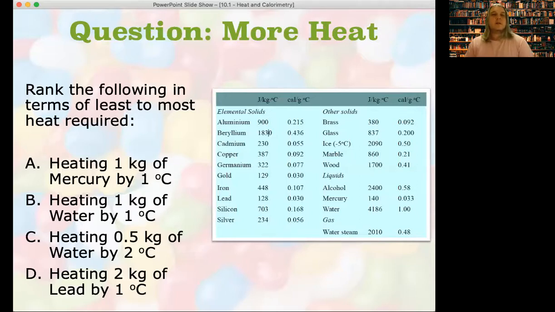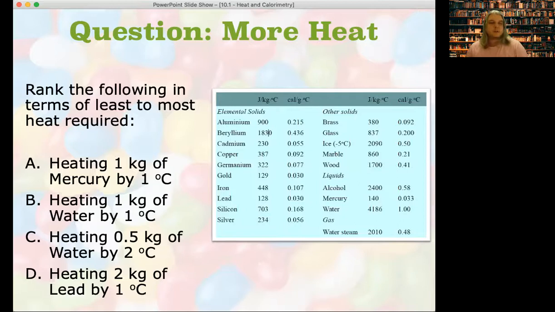The question here is ranking the following 4 scenarios in terms of least to most heat required. So again, no calculation, just a bit of thought. We've been given a table with the different specific heat capacities here, and you just have to try and think about which of these is going to need more or less heat. Now, yes, you could do the actual calculations. You're welcome to, but you should hopefully be able to see just by looking at these numbers, and not actually doing the calculation, what the result would be. So again, have a go, do it now, pause the video if you need to, and then restart and we'll get stuck into the solution.